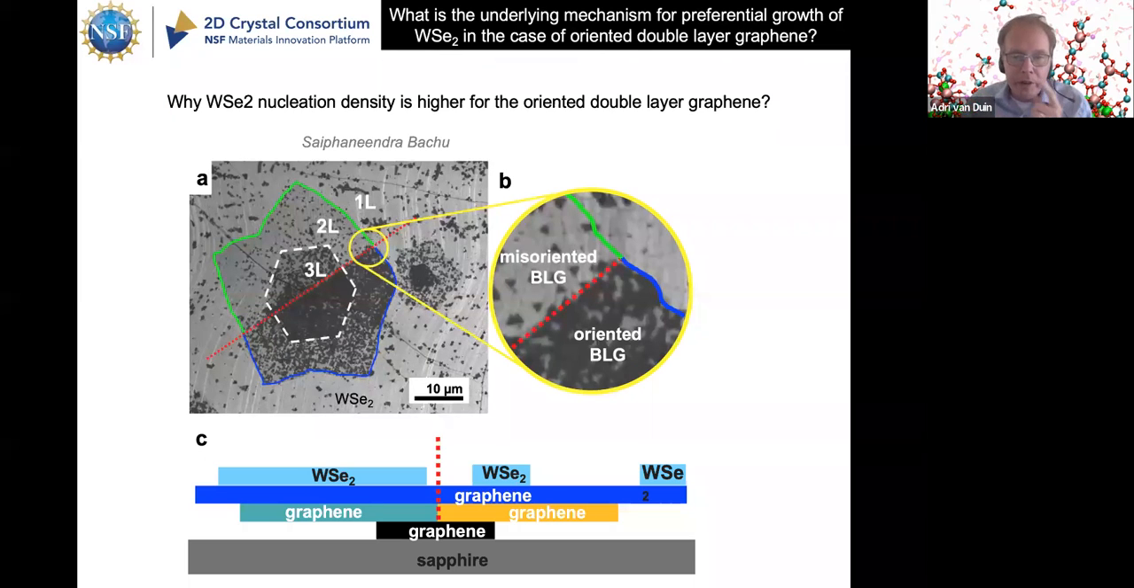Switching topics now, this is work from Margaret Kowalik, where we are collaborating with Sai Baku and Nassim Alem's group, looking at a relatively complex concept. We have a misoriented bilayer graphene and an oriented bilayer graphene. The experimental observation that we were asked to explain was why the oriented bilayer graphene leads to a much, much higher nucleation of tungsten diselenide. As you see here, in the misoriented there's hardly any growth, and in the oriented there's a large amount of growth. So we've been looking into that.